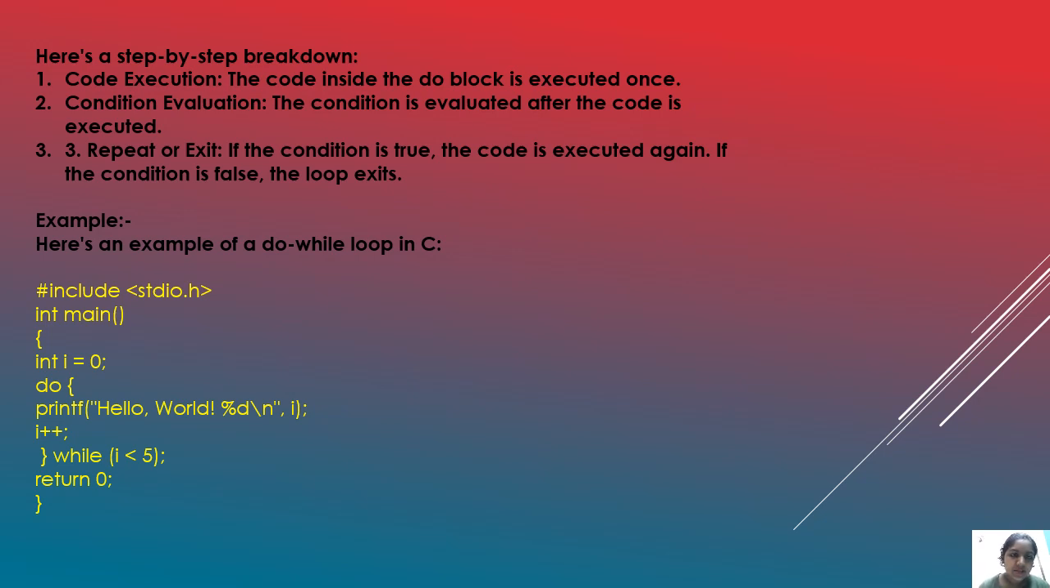Here's a step-by-step breakdown. Code execution. The code inside the do block is executed once. Condition evaluation. The condition is evaluated after the code is executed. Repeat or exit. If the condition is true, the code is executed again. If the condition is false, the loop exits. Here is an example of a do-while loop in a C program.